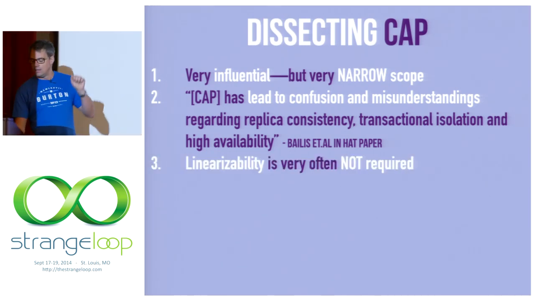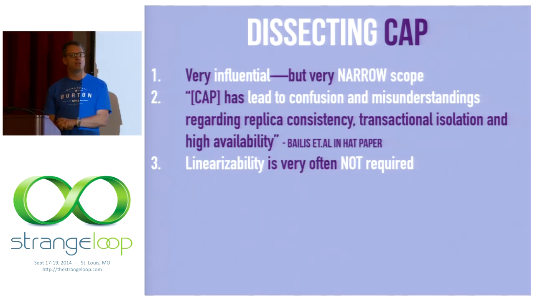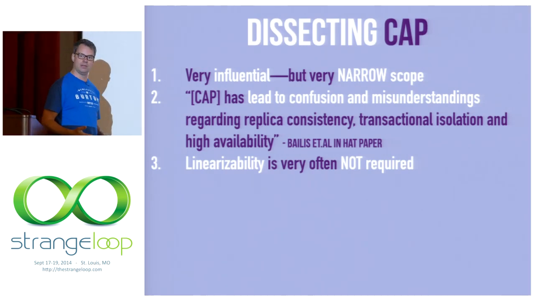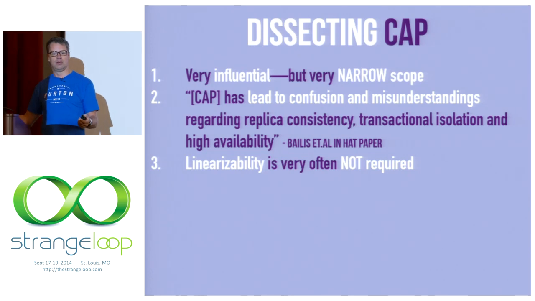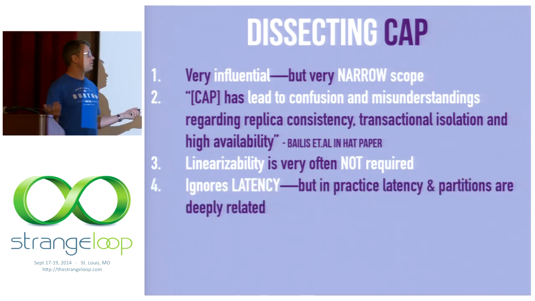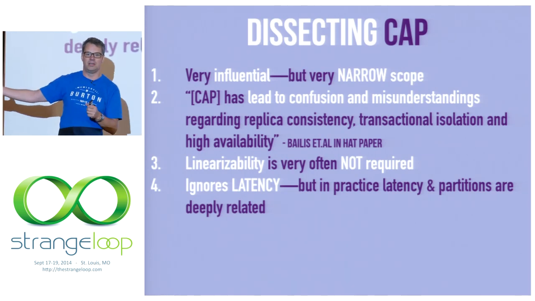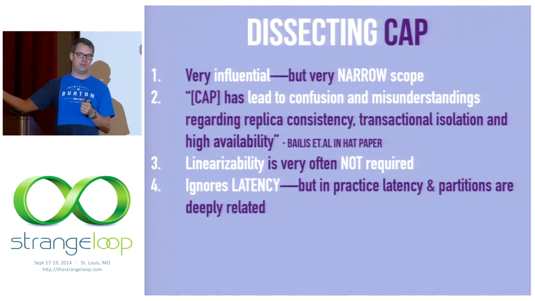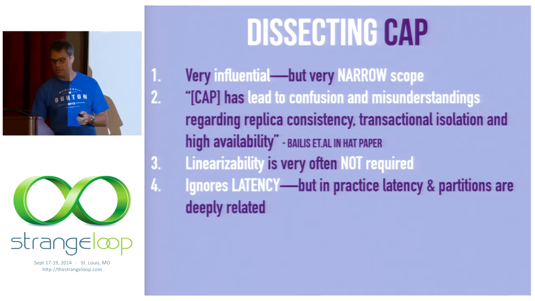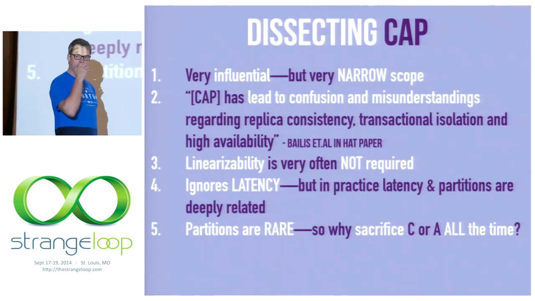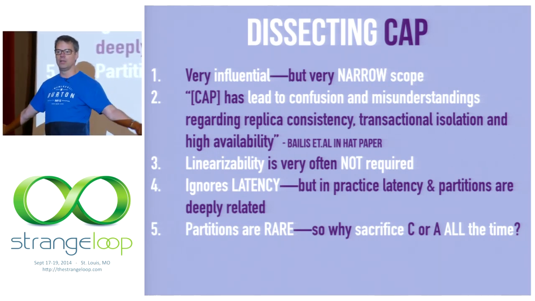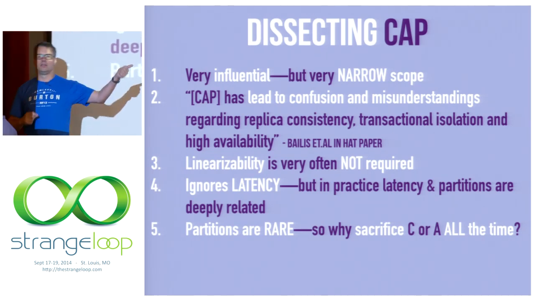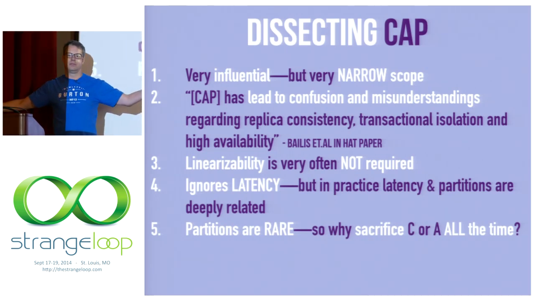And the essence is that linearizability is very often not required. It's such a strong guarantee, and you can very often get away with weaker guarantees, like read committed, for example. It also ignores latency, but latency, as we've already shown and talked about in the beginning, is one of the properties of a distributed system that you just can't escape. Still, it ignores it. And lastly, partitions, even though they happen because the network is unreliable, are fairly rare. So why should you then sacrifice consistency at all times?